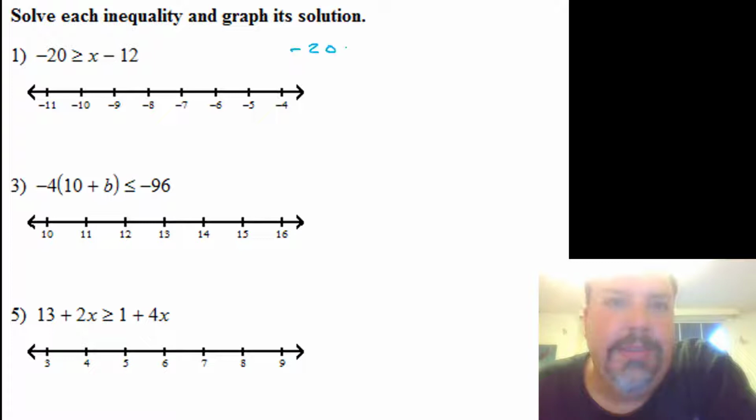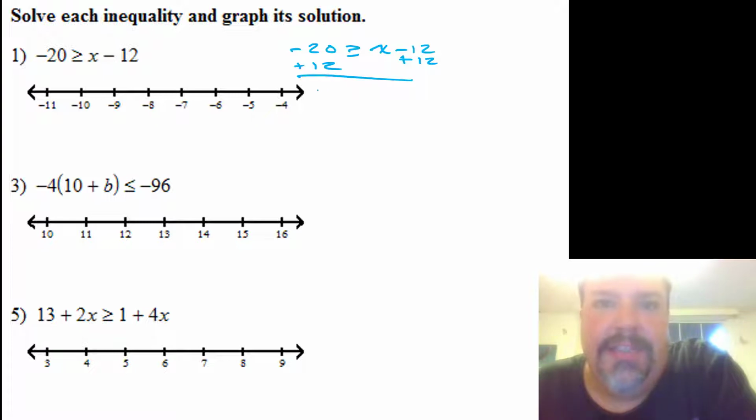So let me copy this over. And we want to solve this for x. This is just a simple equation. Here's the x, and it's got minus 12, so we have to add 12 to both sides. And it gives us negative 8 is greater than or equal to x. But remember, sometimes it's easier to read when the x is on the left. So I'm going to switch the sides here. And that means I also have to flip the inequality sign like this. So we have x is less than or equal to negative 8. And we're going to graph that and shade everything to the left.